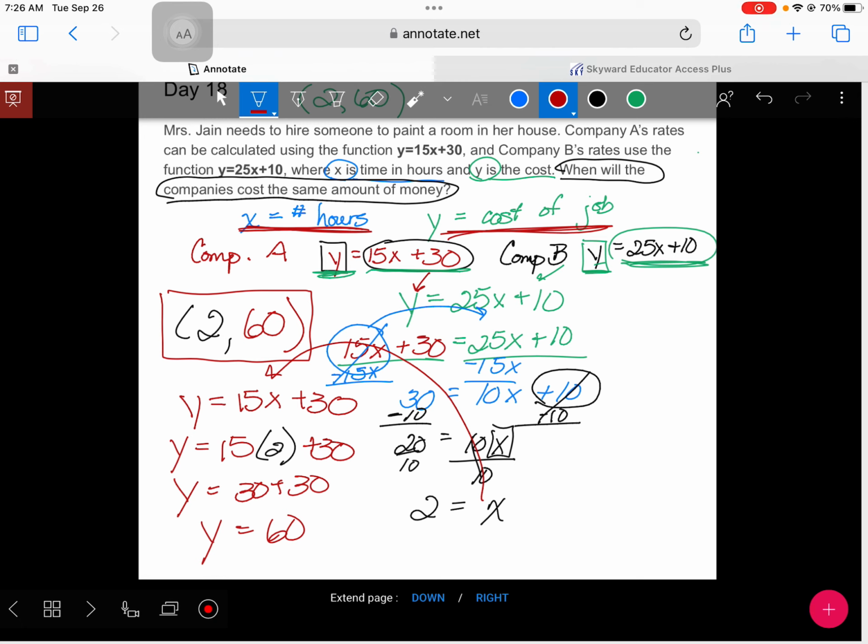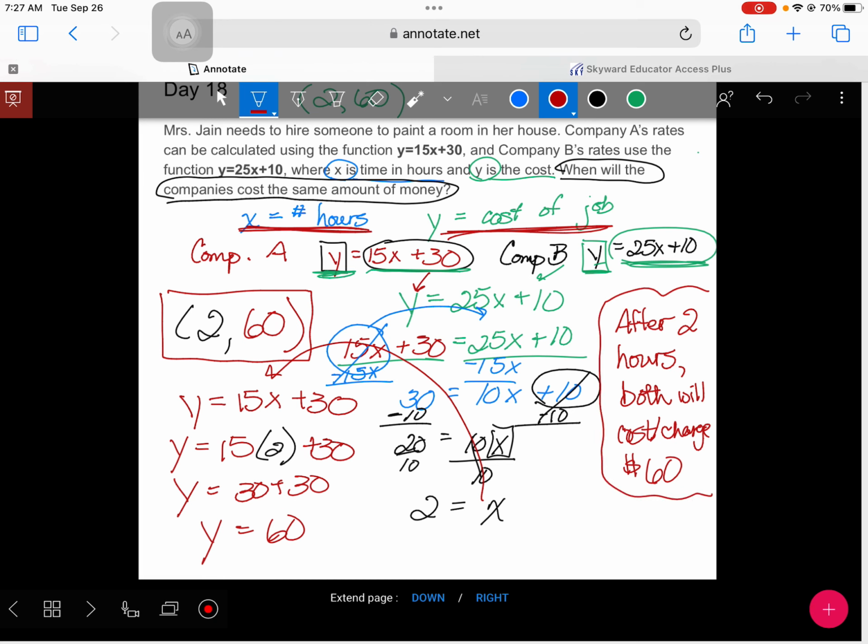Mari? Anybody? Yes, Makara. 2 hours and cost $60. Yeah, if they are both charging hourly and for everything, hourly and then plus their regular rate. So after 2 hours, and yes, you should write this down, both will cost or charge $60.